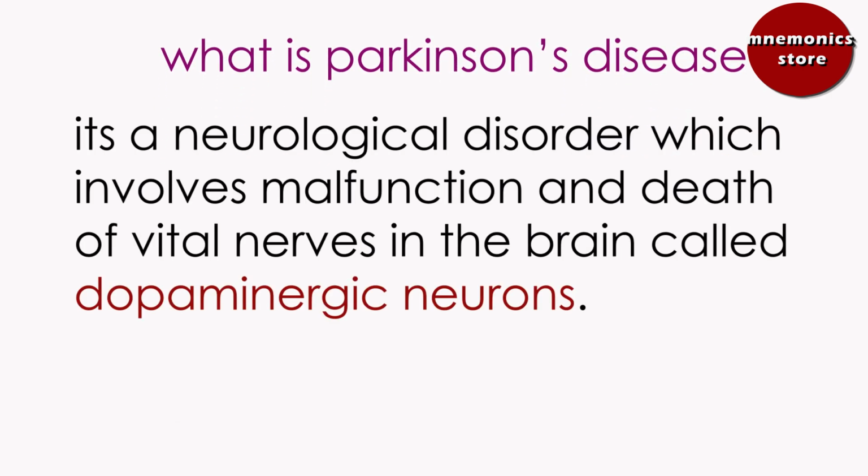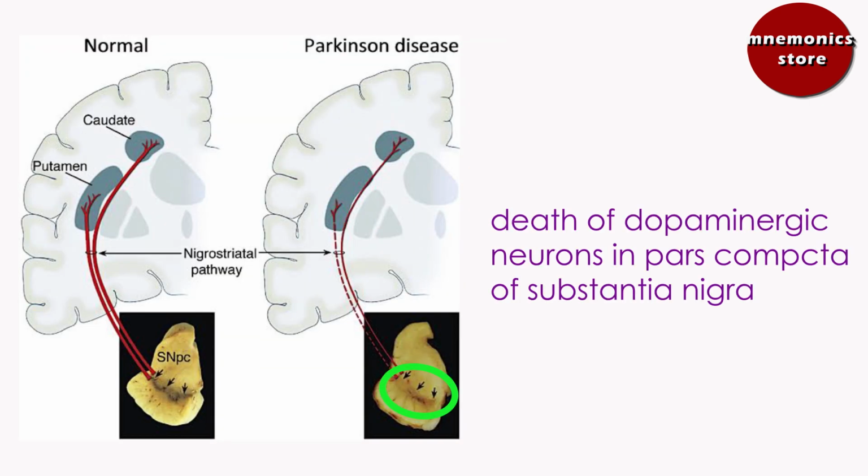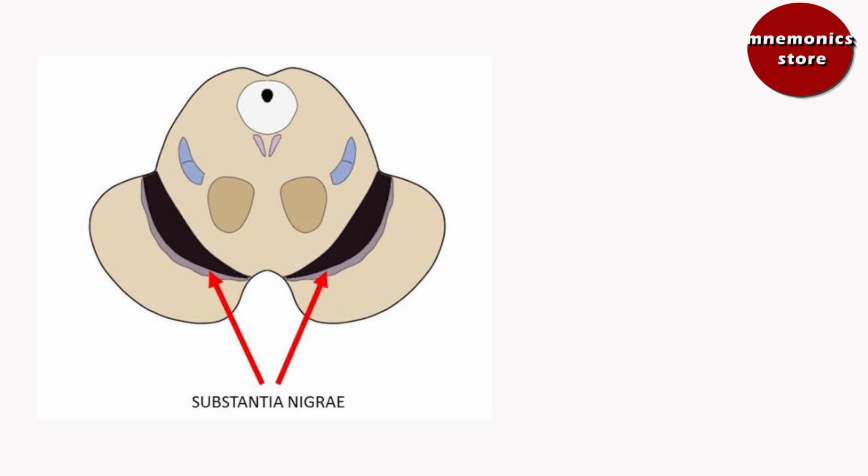What is Parkinson's disease specifically? It is a neurological disorder which involves the malfunction and the death of vital nerves in the brain called dopaminergic neurons. In Parkinson's disease, it primarily affects the dopaminergic neurons in an area of the brain called the substantia nigra. To be more specific, in the pars compacta of the substantia nigra. These are two paired structures found on each side of the midbrain and are the darkest regions of the brain.